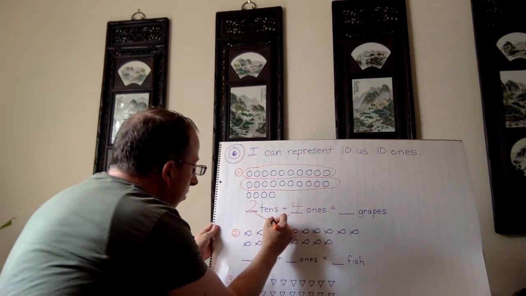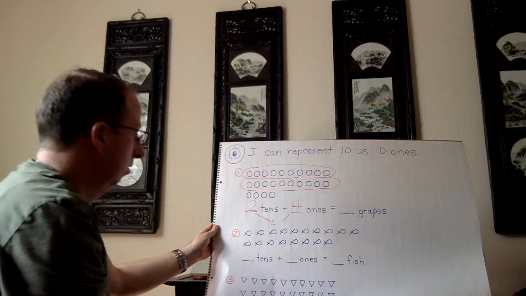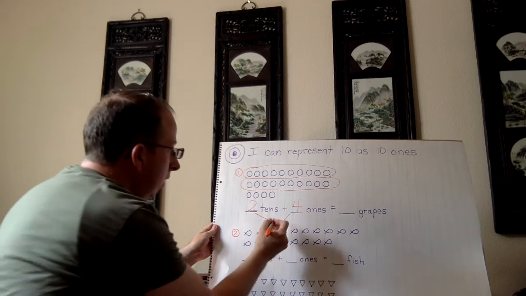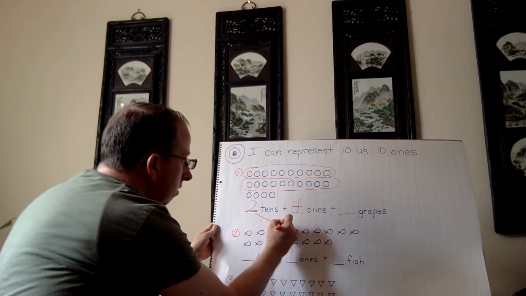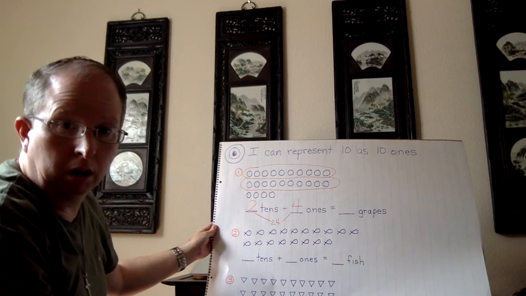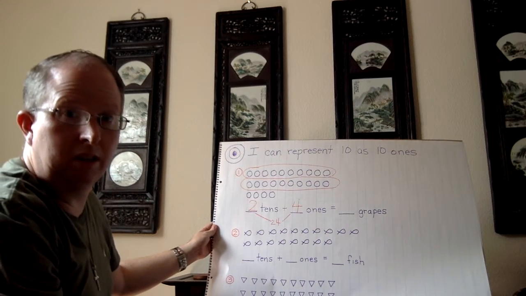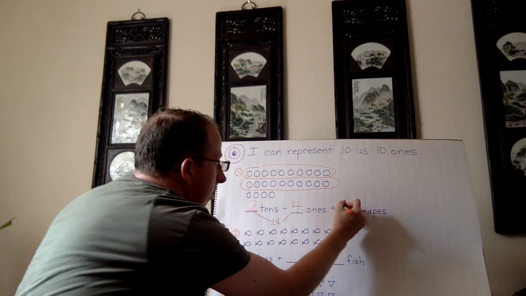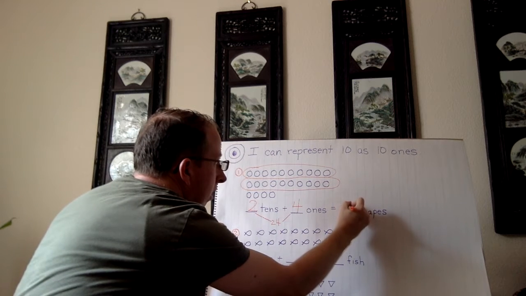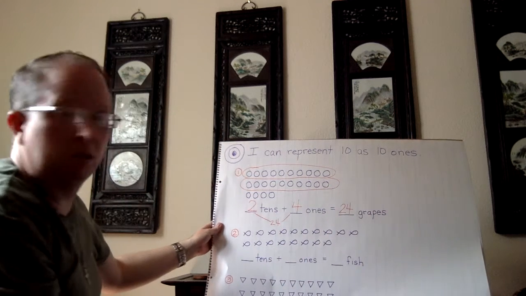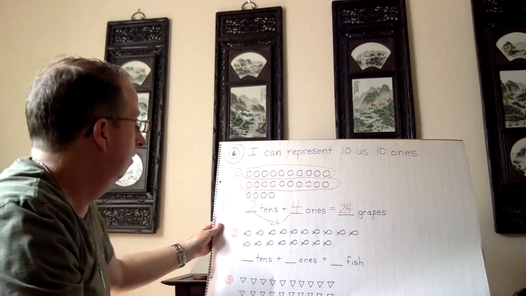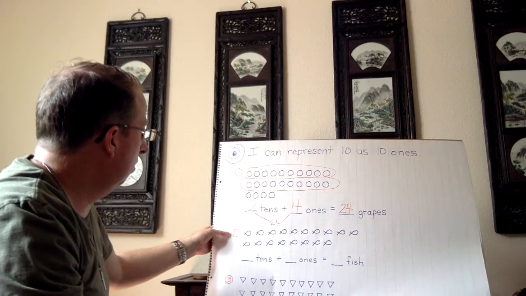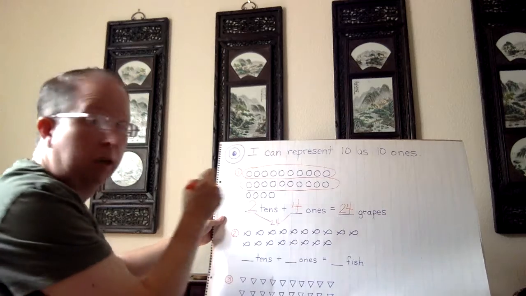Okay, so there's the 2 10s. I'm just going to write it a little bit smaller there for you. And then we have the 4 1s. It makes the number 24. Yeah. And that's what I'm going to put right over here. Boom. 24 grapes.